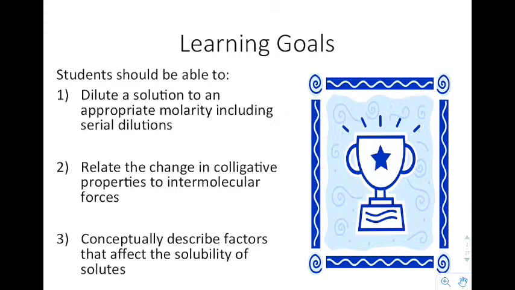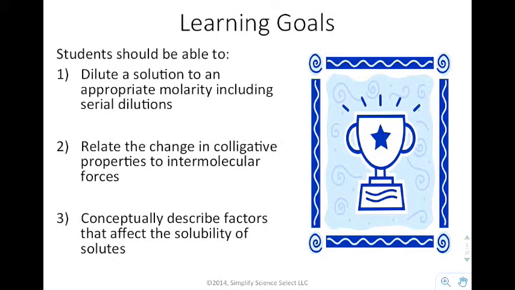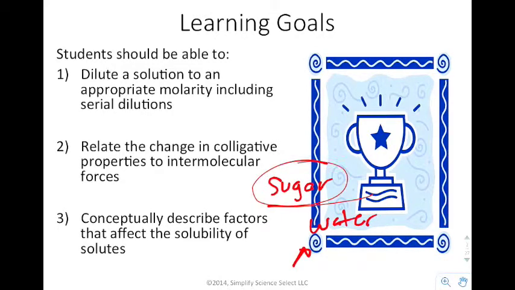So, the goals for this presentation are that you be able to dilute a solution to an appropriate molarity, including using the process we know as a serial dilution. We also should be able to relate the change in colligative properties to the intermolecular forces, colligative properties being things like boiling point and freezing point. And you should be able to conceptually describe the factors that affect the solubility of a solute. So if I have sugar and I want to get as much sugar as possible into water, what can I do to the water to make sure that I can add as much sugar as possible?